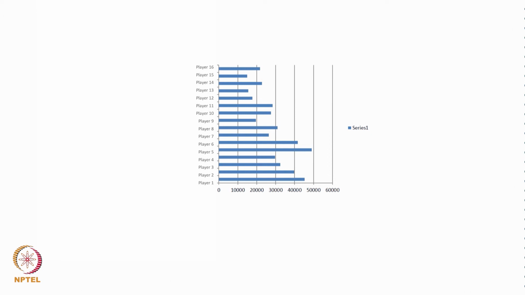Now, in the next lecture we would continue the discussion on presenting this categorical data, and we will see further examples from bar charts and pie charts to present categorical data.